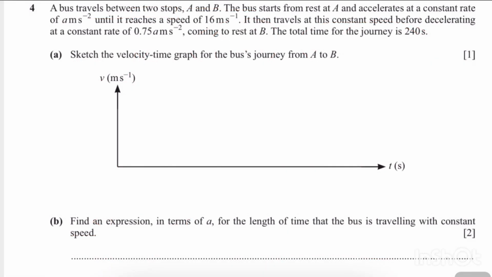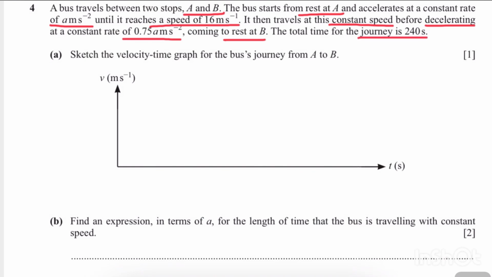So for part B, they're saying that a bus travels between two stops A and B. The bus starts from rest at A and accelerates at a constant rate of a meters per second squared until it reaches a speed of 16 meters per second. It then travels at this constant speed before decelerating at a constant rate of 0.75a meters per second squared, coming to rest at B. The total time for the journey is 240 seconds.